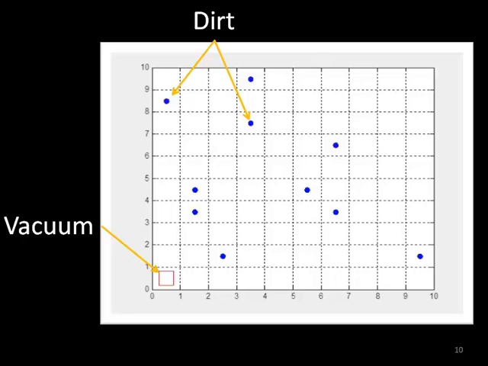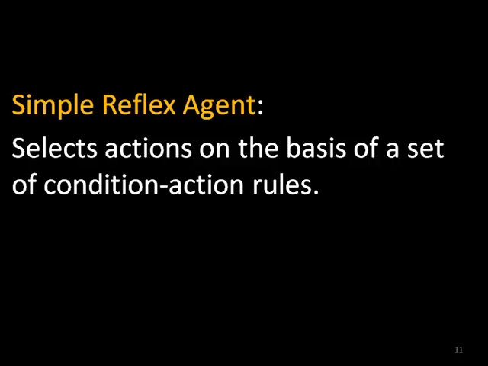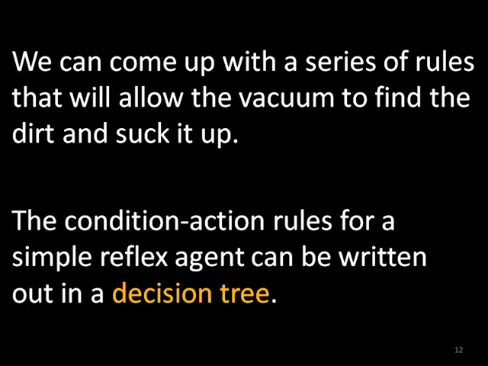Remember that in vacuum world, we have a vacuum moving through this 10 by 10 grid to pick up pieces of dirt. The first type of agent function that we'll take a look at is called the simple reflex agent. This is the most simple version of an agent function that we could use to operate within vacuum world. A simple reflex agent selects actions on the basis of a set of condition-action rules.